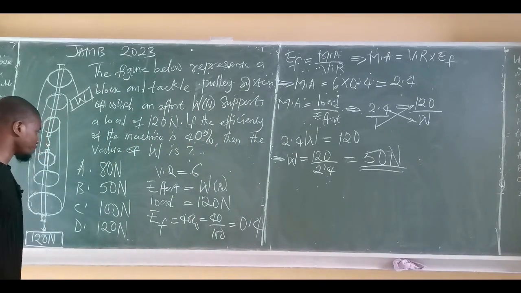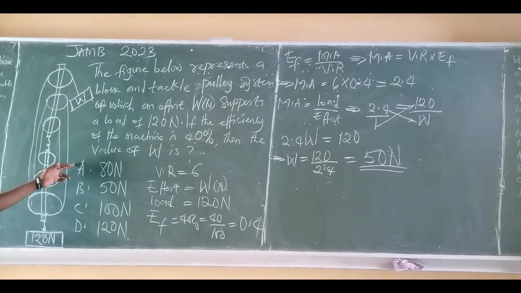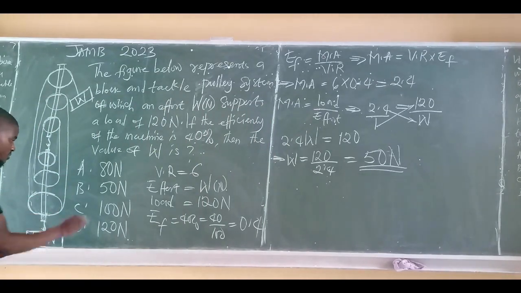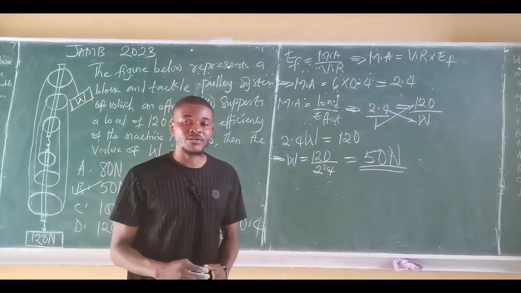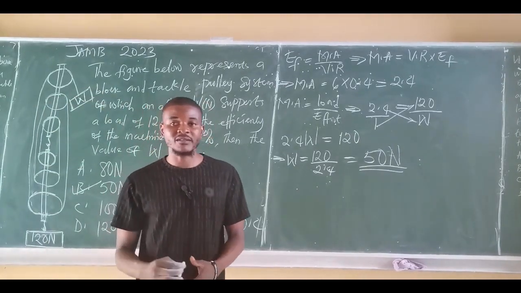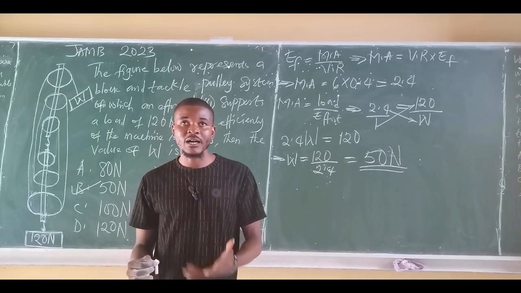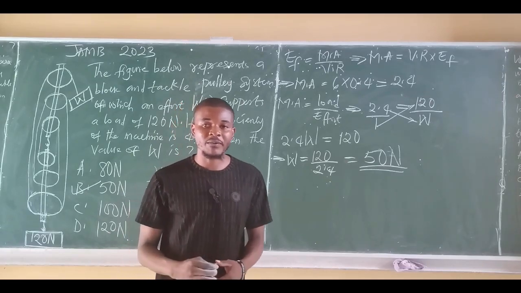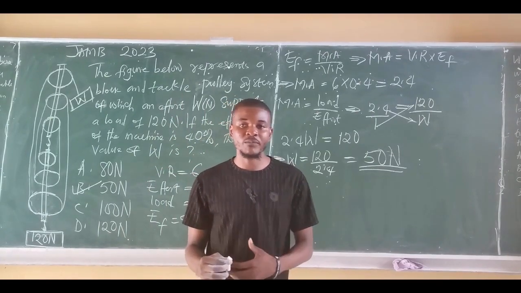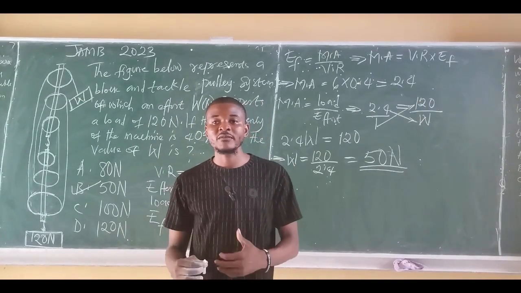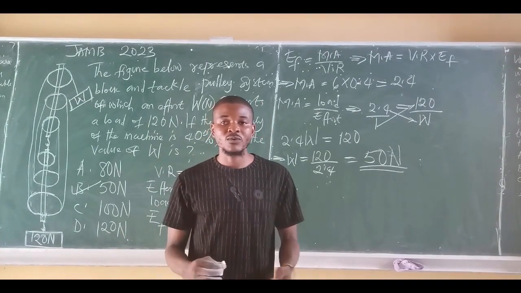If we look through the options, option A says 80 newtons, option B says 50 newtons, which means the correct option is option B, 50 newtons. All right, guys, so that's it on that particular topic, machines in JAMB. It is another important topic for you to watch out for while preparing for your JAMB examination. In the next video, we'll come up with a different topic which we have also seen repeated over time in the JAMB exam questions.